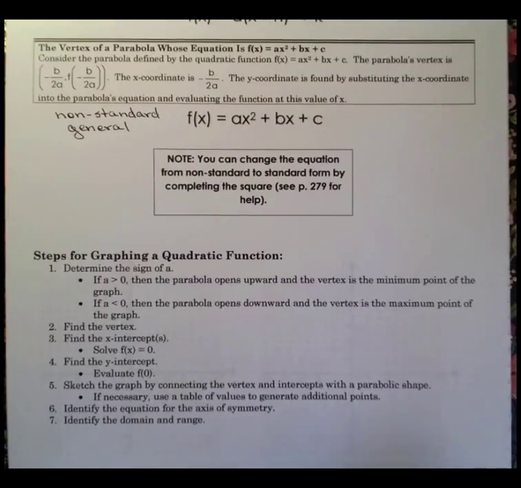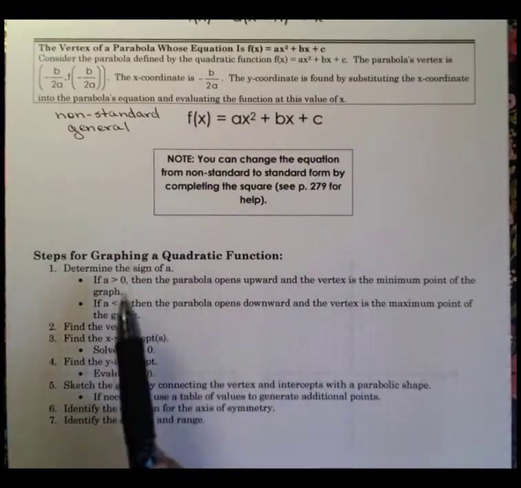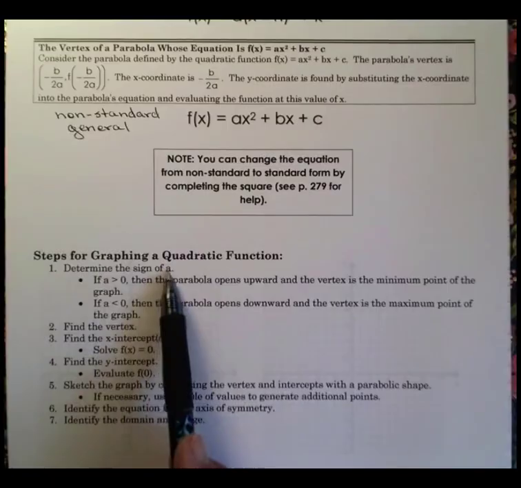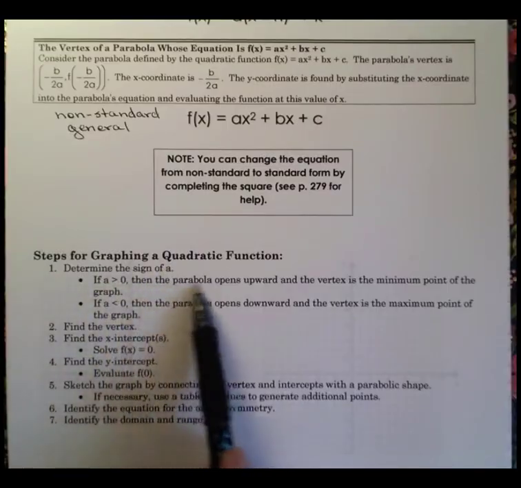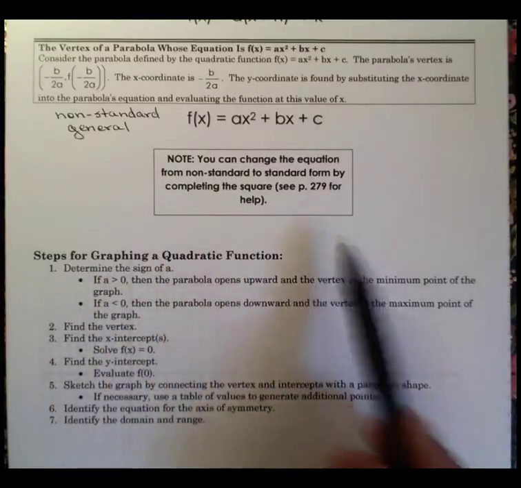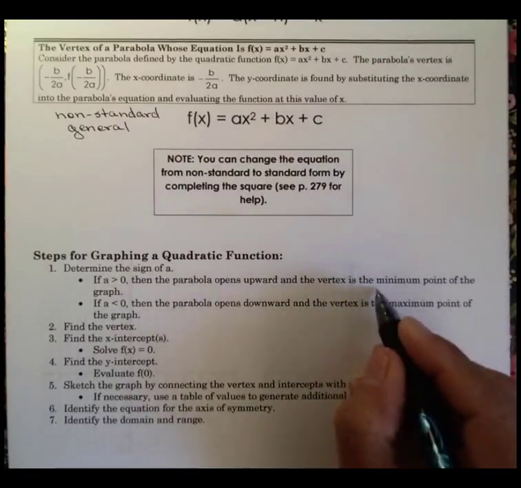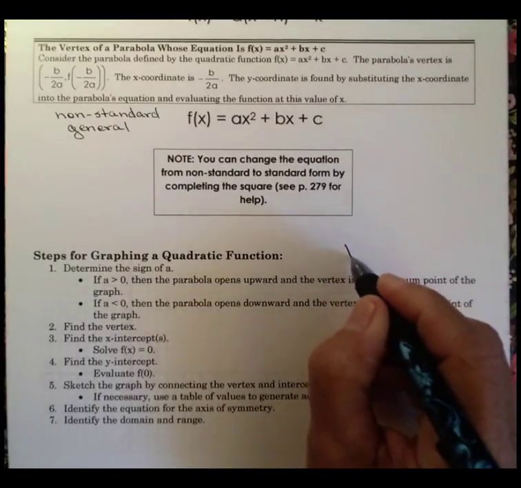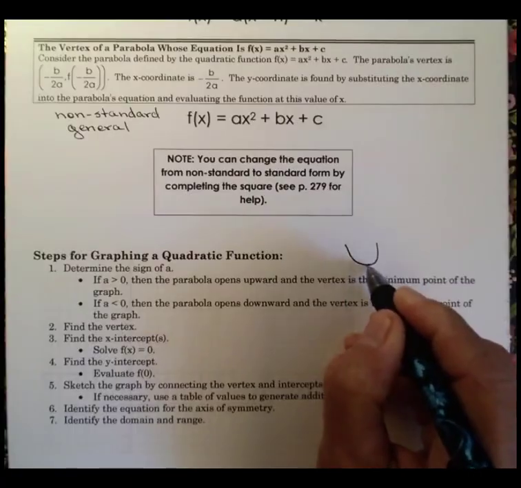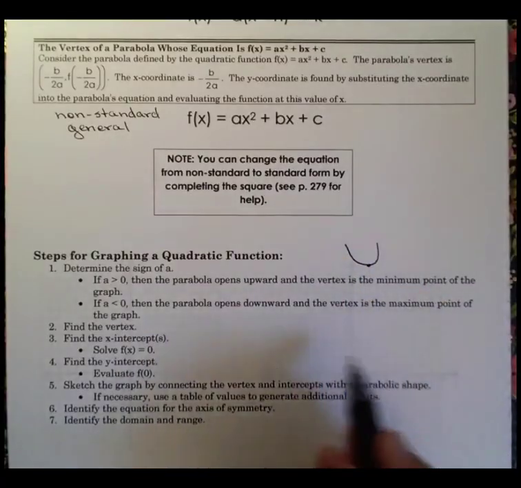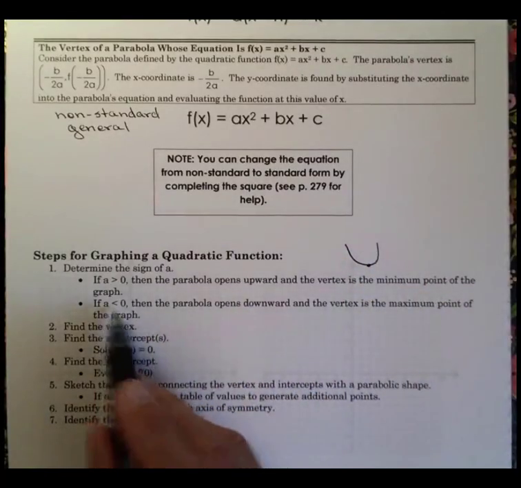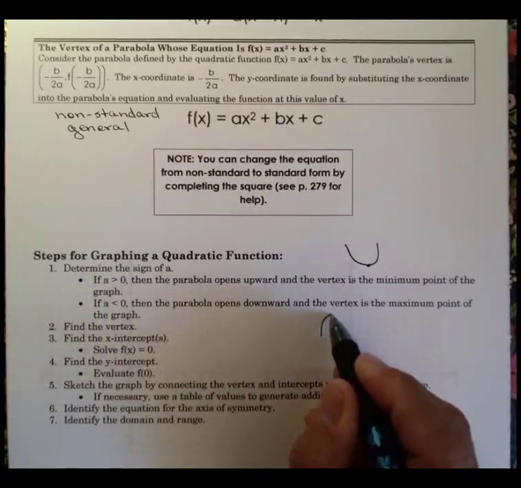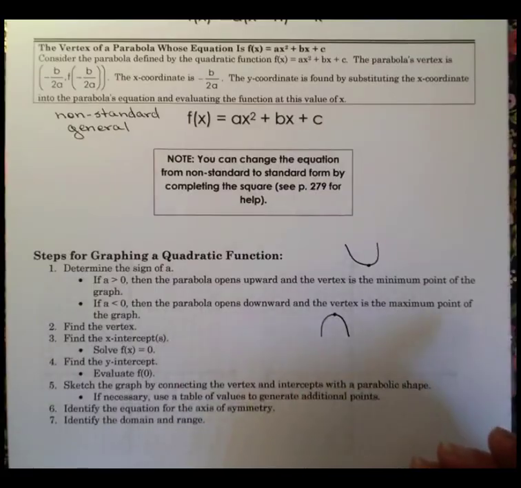So let's take a look at some steps, and this is a page you're probably going to want to keep handy. How do you determine the sign of a? Well, if a is greater than 0, the parabola is going to open upwards. The vertex is then going to be the minimum point, because if the parabola opens upwards like this, the vertex is at the lowest point. If the parabola opens downward, and now that means that a is a negative term, then your vertex is a maximum. It is the highest point of the parabola.